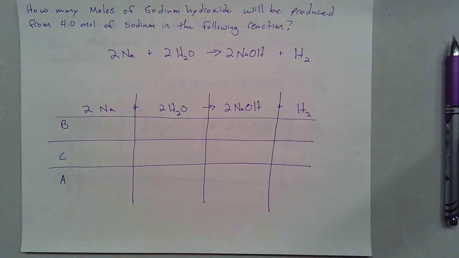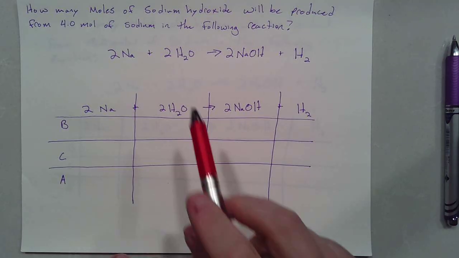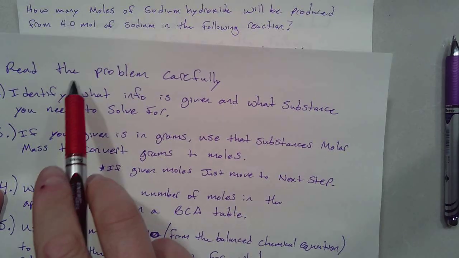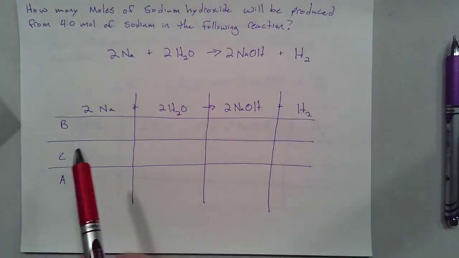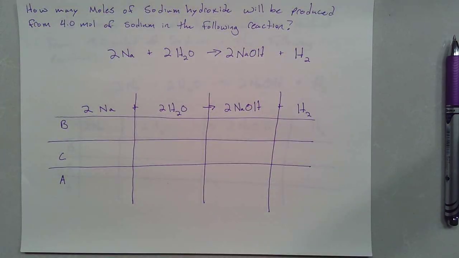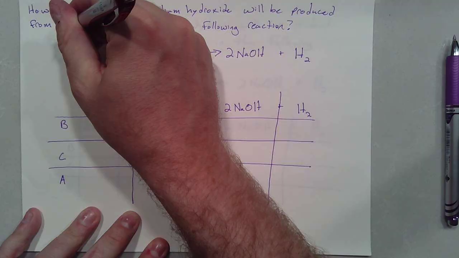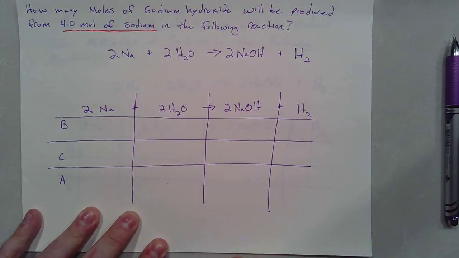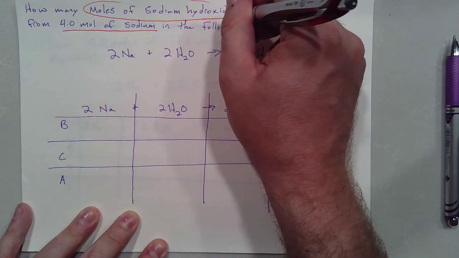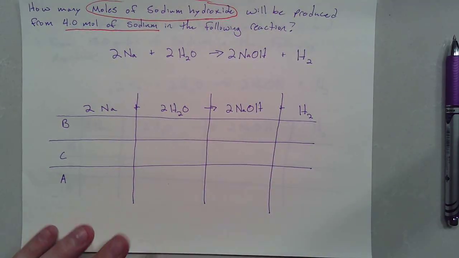So let's take a look at some of these problems. What are you really being asked to do? How many moles of sodium hydroxide will be produced from 4 moles of sodium in the following reaction? So I read the problem carefully. Now we're going to identify what info is given and what substance we need to solve for. So what's given? Well, I have 4 moles of sodium. And what am I solving for? How many moles of sodium hydroxide? I like to circle what I'm looking for and underline what I have. It's just a system that works for me.